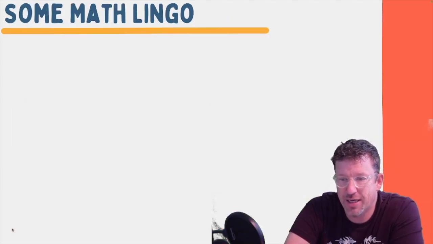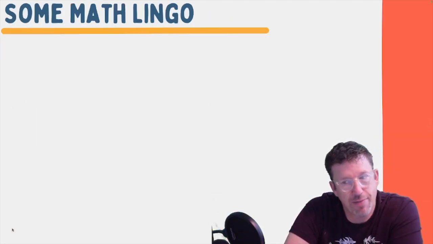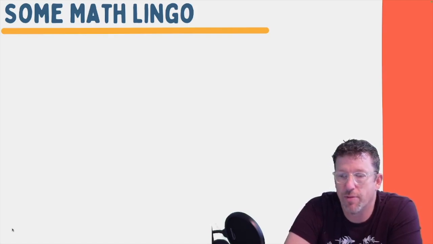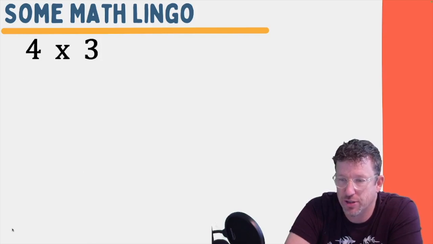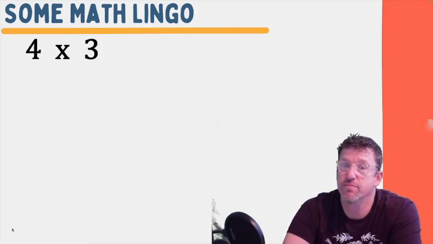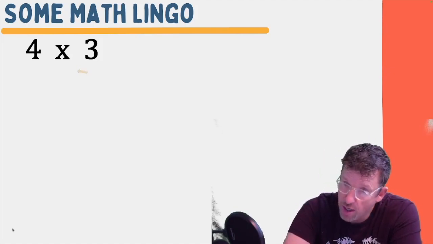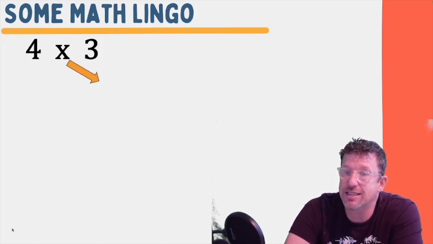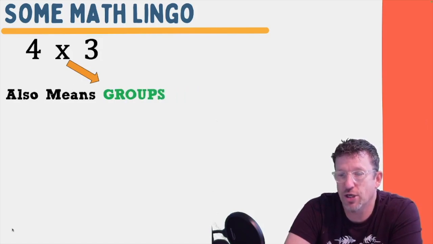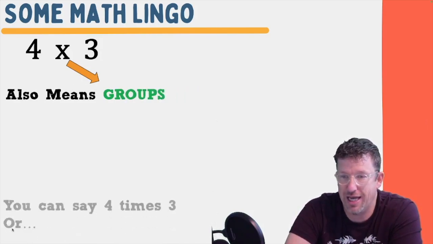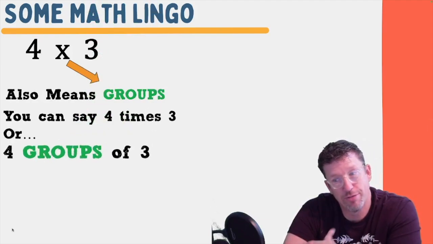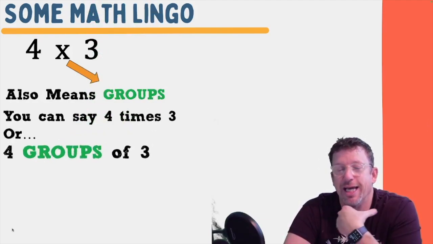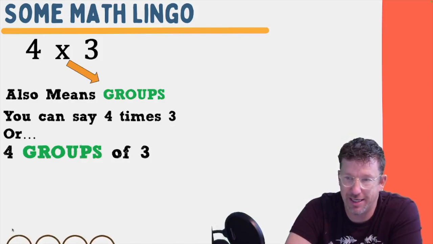Okay, no vocab today because we already did it in the last video, which was about product, which is the answer to a multiplication problem. So let's do a little review on math lingo when it comes to multiplying integers. When you look at this, you say 4 times 3 because that's what it says. Duh, bro, let's go. But you can also look at it as saying it a little bit differently. Okay, this also means groups. So you can say 4 times 3, or you can also say 4 groups of 3. And when you're multiplying integers, it helps. So I would highly recommend getting into that.